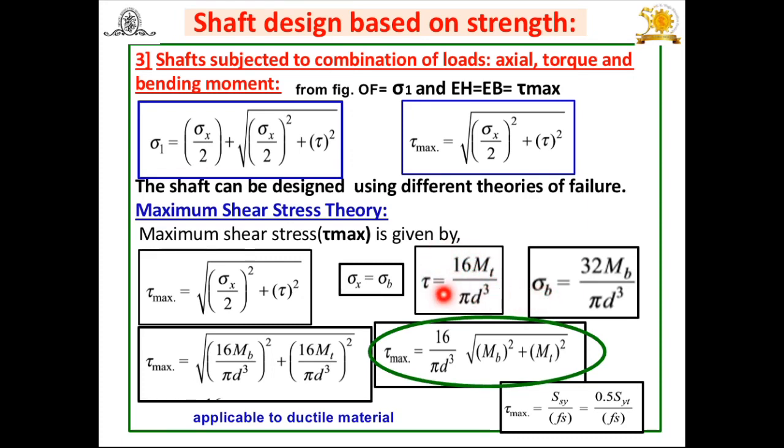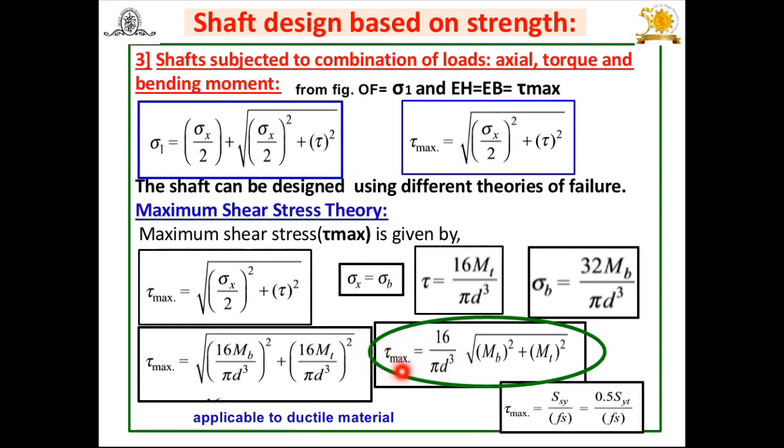Substituting the value of sigma b and tau in this case, sigma x means directly sigma b, you can substitute here, and tau, you will get this expression: tau max is equal to under root of this expression. Then take 16 upon pi d cube as common, outside, and under root you will get Mb square plus Mt square. This is the expression based on the maximum shear stress theory. We can use this expression to find out the shaft diameter, that is d.